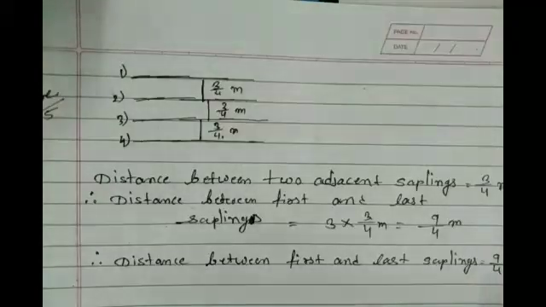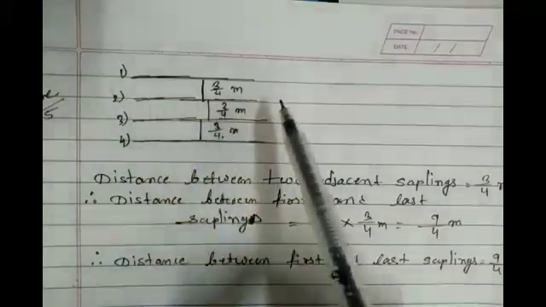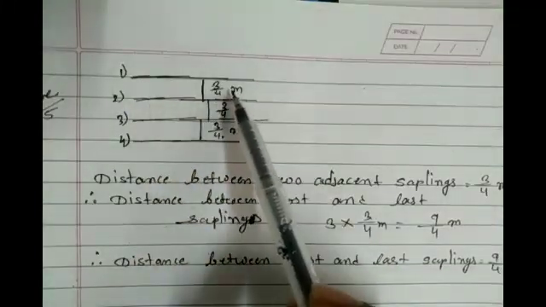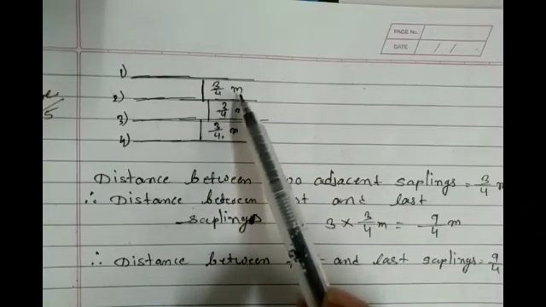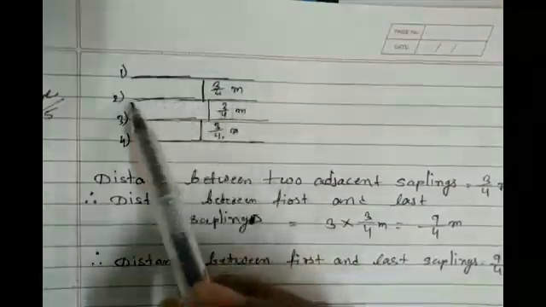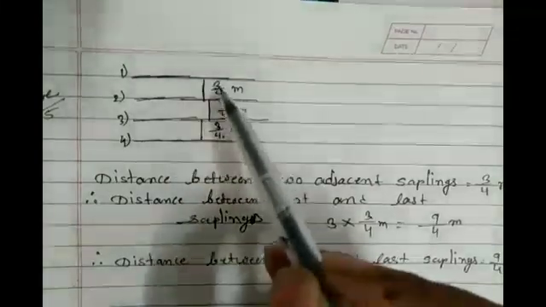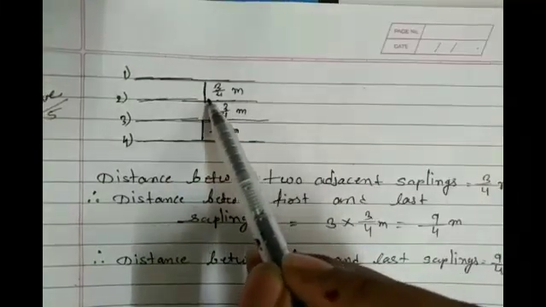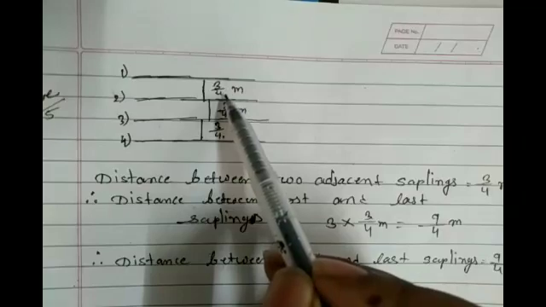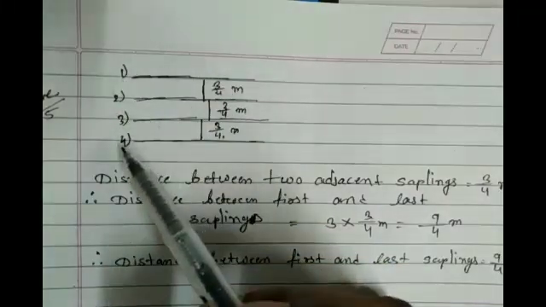Let's see our solution number 5. It is given in the question that there are 4 rows of plants and the distance between each row is 3 upon 4 meter. So let's draw a figure. This is row 1, row 2, row 3, row 4, and the distance between two adjacent rows is equal to 3 upon 4 meter. We have to find out the distance between the first and fourth row.